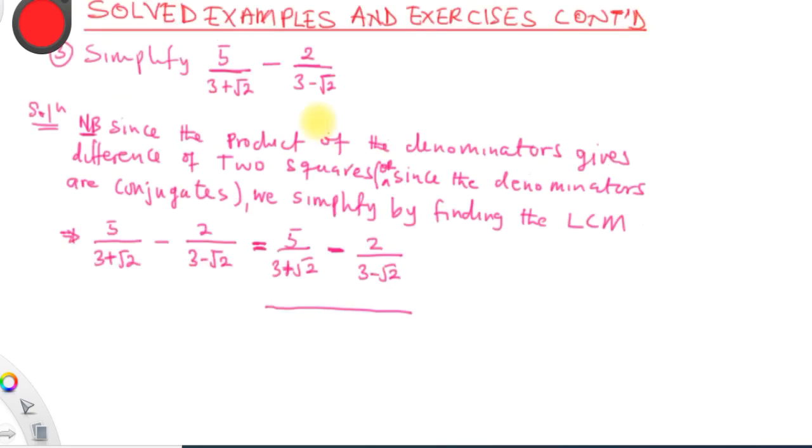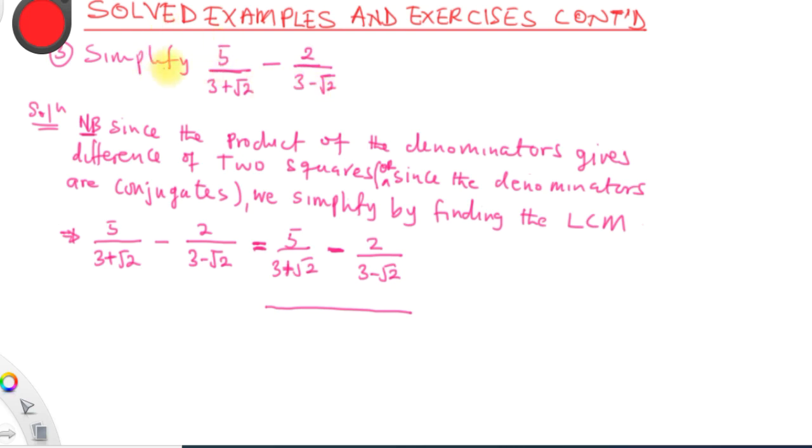Yes, students, as I was saying, we are still continuing with solved examples and exercises on division of surds, or rationalization of surds. So this is an example. We have to simplify 5 over 3 plus square root of 2, minus 2 over 3 minus square root of 2.